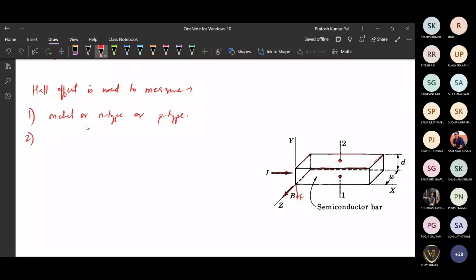Okay. Also, we can measure the carrier concentration. So, what are the charge carriers available here? Electrons and holes are there. What is the concentration of these charge carriers? We can measure that also. Third, we can measure the mobility. So the charge carriers are there, and what is the mobility of these charge carriers? We can also measure that.